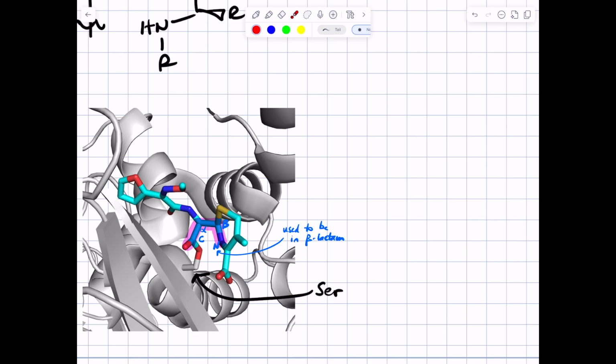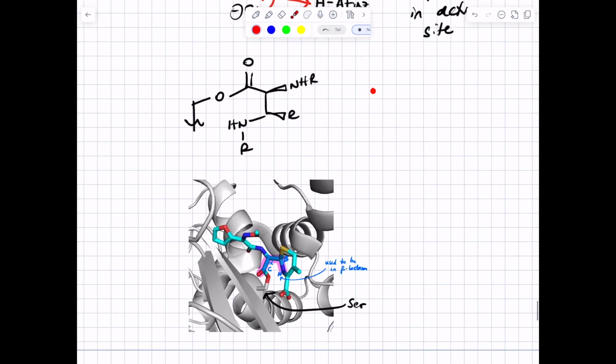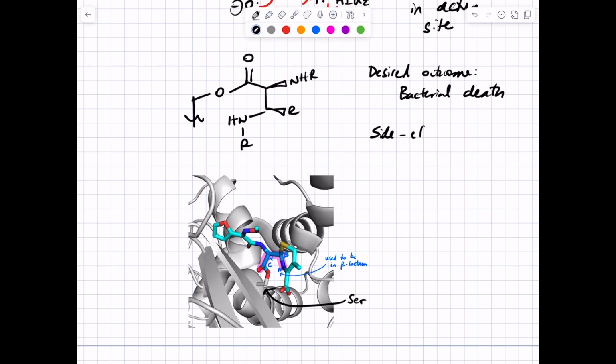So maybe let's talk, the desired action is death of bacteria. The mechanism is inhibition of bacterial cell wall synthesis. So maybe we should also talk about side effects. So some people are allergic to penicillins and penicillin derivatives, beta-lactam. So if you are, your physician will prescribe a different antibiotic. They can mess with your gut microbiome.